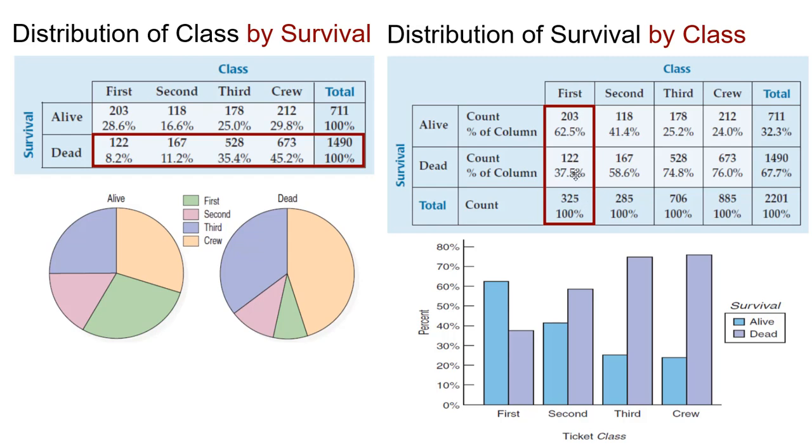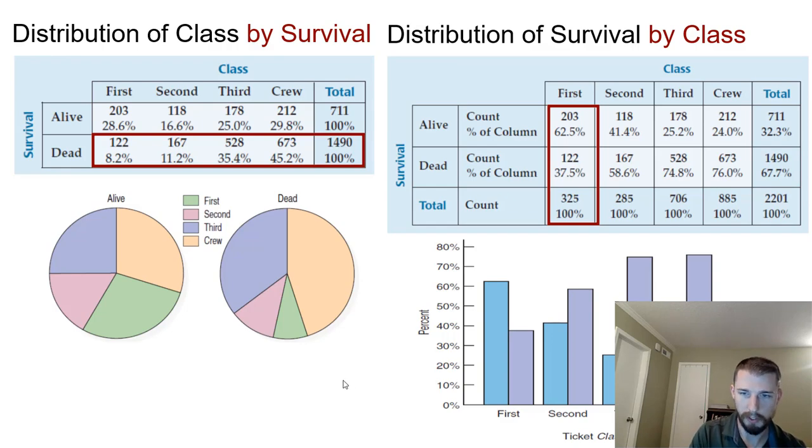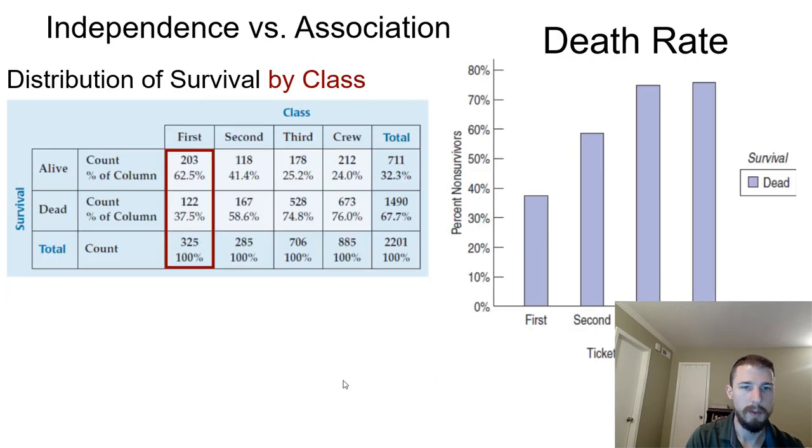We also could have done the same thing just comparing the death rates as well. We're over here. The overall death rate on the Titanic was 68%. For the crew members, it was 76, 75 close, and then 58 and 38. So that goes down as the other one goes up. Really, really cool stuff. All right, independence versus association.